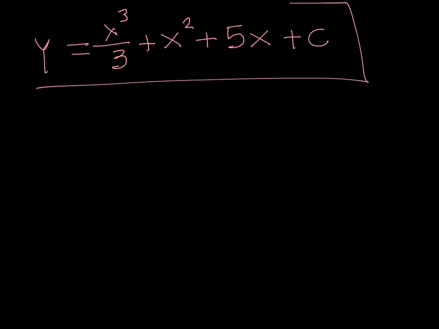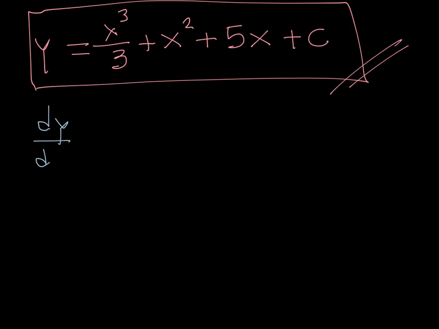So let's rewrite the function. The function was x cubed over 3 minus x squared plus 5x plus c. And this is my indefinite integral, my antiderivative, or my original function. The only thing that is missing is to verify that the derivative of my original function gets to the first function that we have. So let's obtain dy, or the derivative of this function.